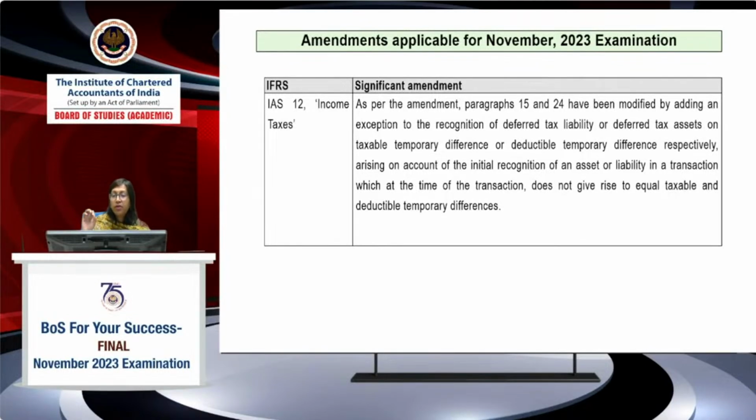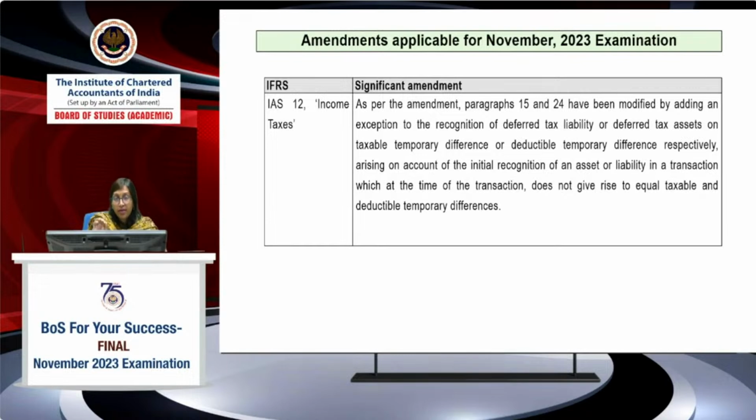Okay, now for IAS 12, as per the amendment, paragraphs 15 and 34 have been modified by adding an exception to the recognition of deferred tax liability or deferred tax assets. See, what happened is that, as an exception to the recognition of deferred tax liability or deferred tax asset on taxable temporary difference or deductible temporary difference, respectively, arising on account of initial recognition of an asset or liability in a transaction which at the time of transaction does not give rise to equal taxable and deductible temporary difference.